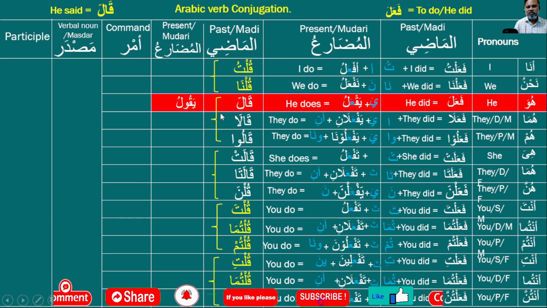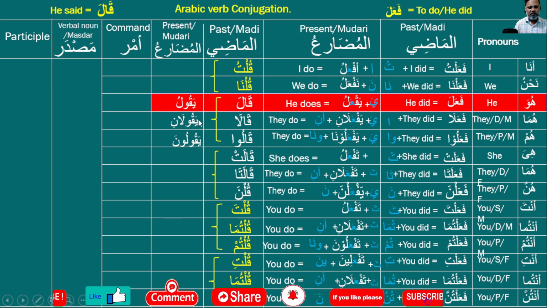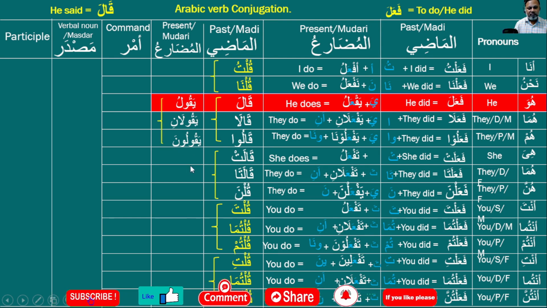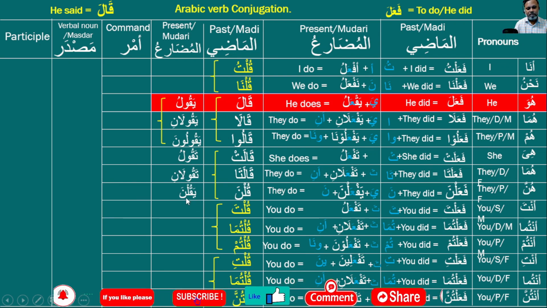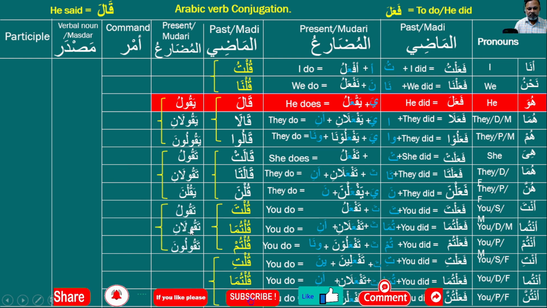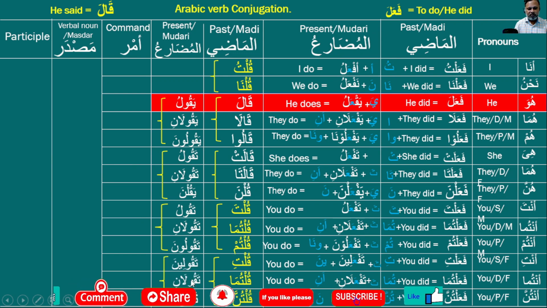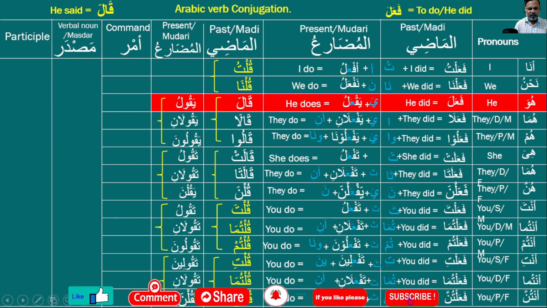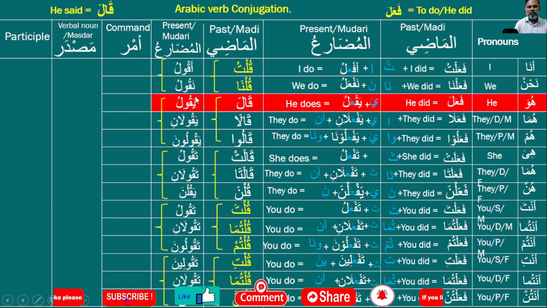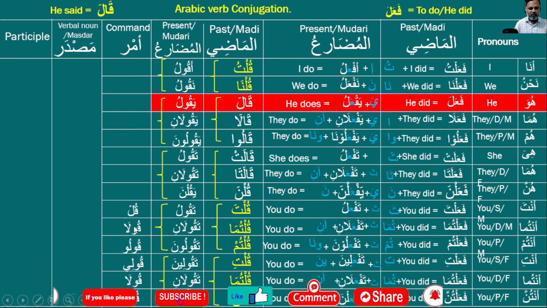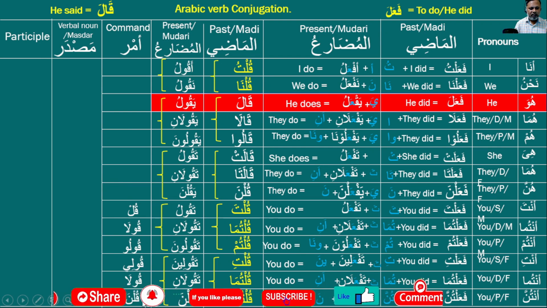The present tense is also similar. Qala, yaqulu, and dual and plural will be yaqulani, yaqulun. And for the female third person, taqulu, taqulani, and yaqulna. For the second person male, taqulu, taqulani, taqulun. And second person female, taqulina, taqulani, taqulna. And first person singular and plural will be aqulu, naqulu. Very easy. And for amr, it will be qul, qula, qulu, quli, qula, and qulna.